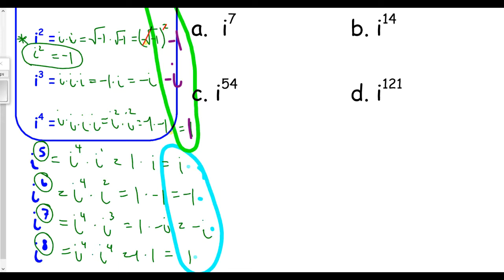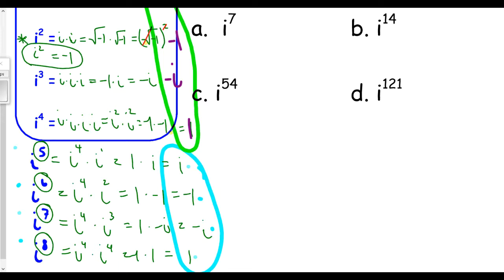Because if we look here, 5 is really 4 plus 1, 6 is really 4 plus 2, 7 is really 4 plus 3, 8 is really 4 plus 4. If I kept that pattern going and did i to the ninth, well, i to the ninth would be just i to the fourth times i to the fourth times i. So I'd end up right back just like I had for i to the fifth. So this pattern just keeps repeating over and over again.